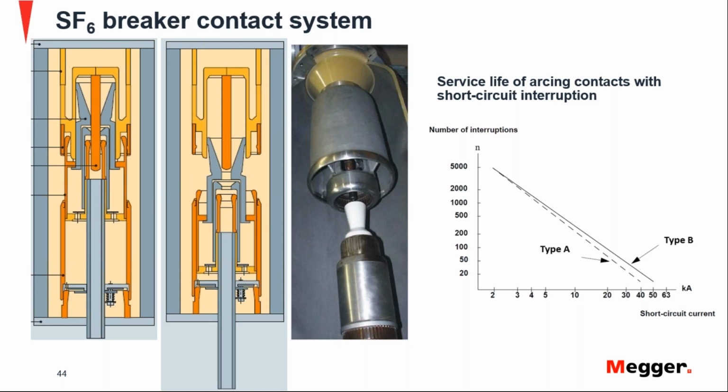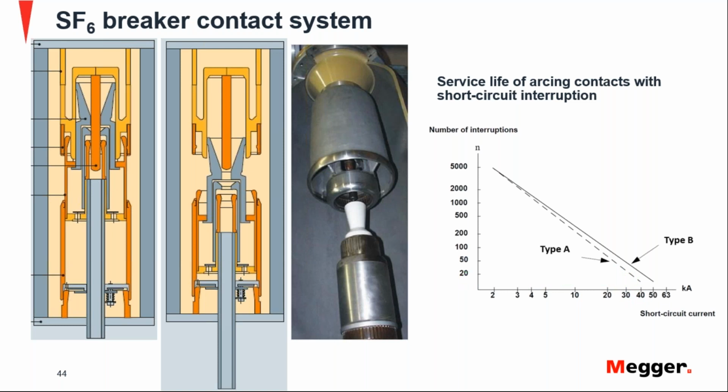And there might be situations in which that contact needs to be replaced. To the right of the slide, you see a graph from one of the manufacturers where they show two different types of their breakers, and you can see how many operations will be the life of that contact under short circuit conditions. So if you have an interrupting current of, I don't know, 10 kiloamps, then that represents 500 operations or so. Or if you have 20 kiloamps, sorry, 40 kiloamps, you may have only 20 operations.